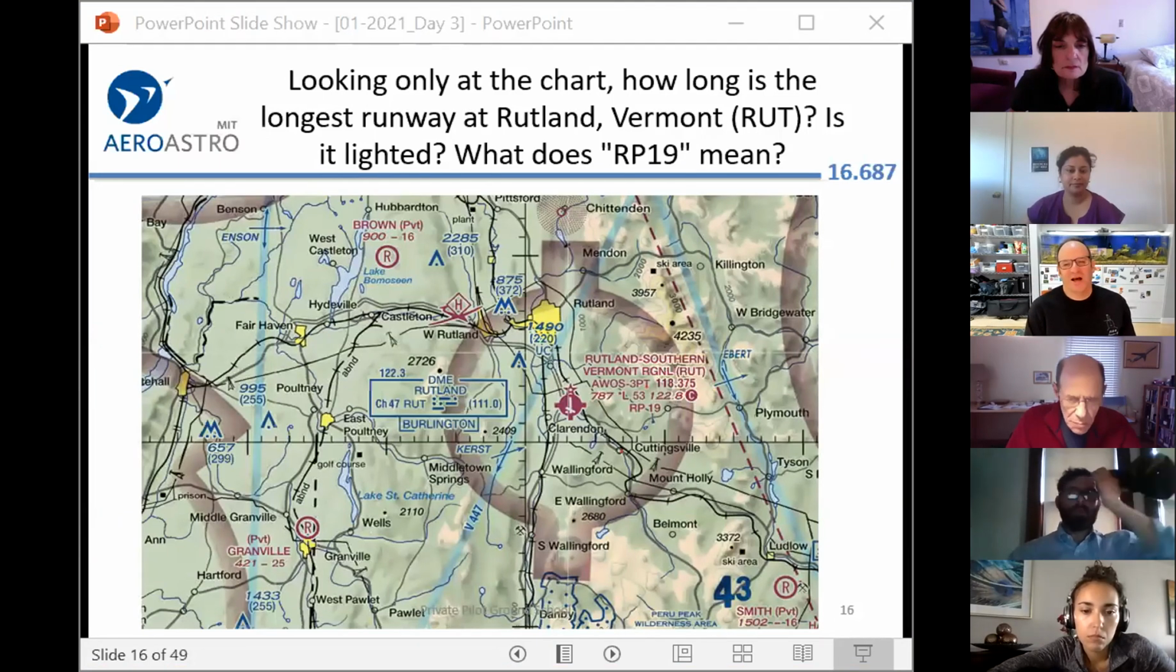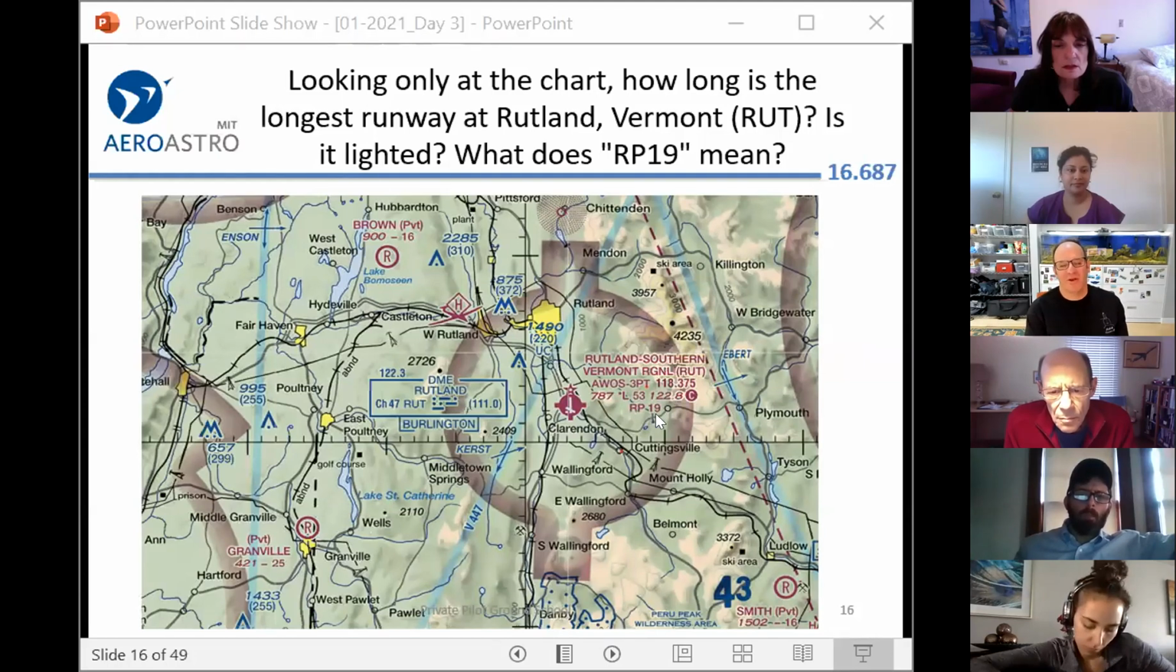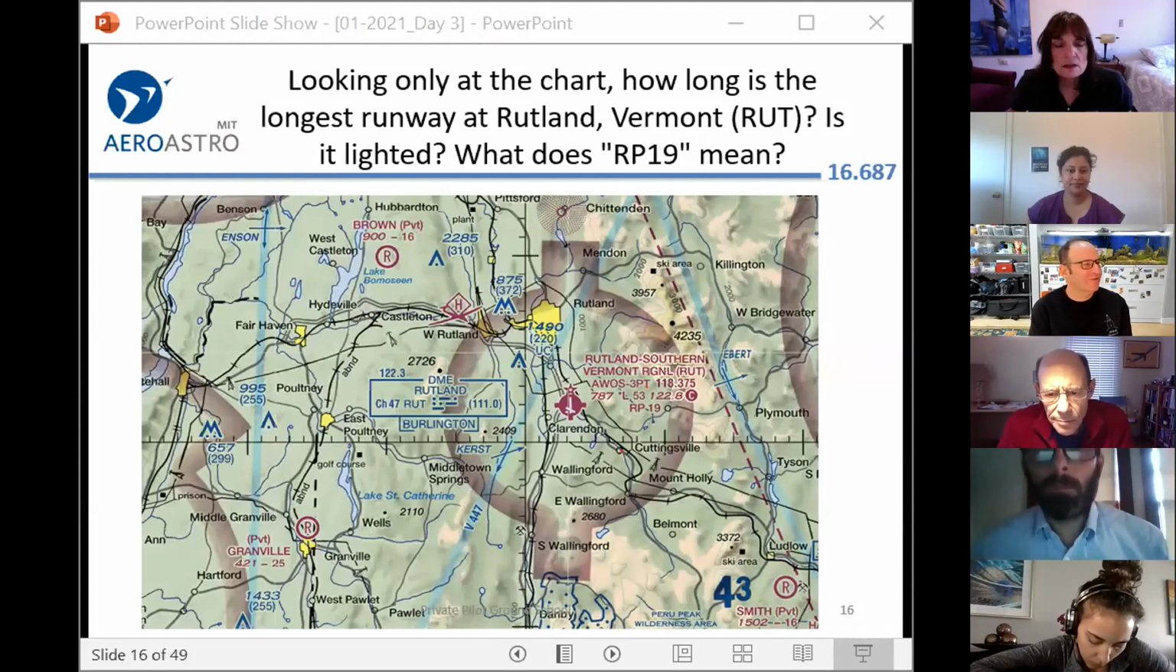Why is it RP19? A lot of people surmised that was right traffic, a right pattern for runway 19, which means coming in from the north and landing to the south. Can anybody shed some light? Why is it right traffic for runway 19?